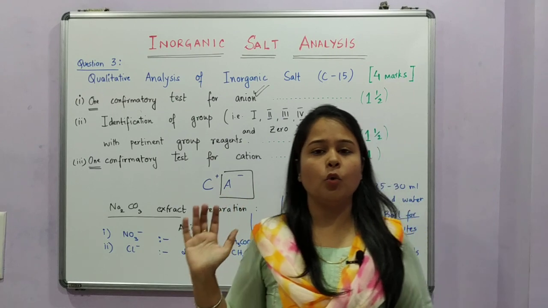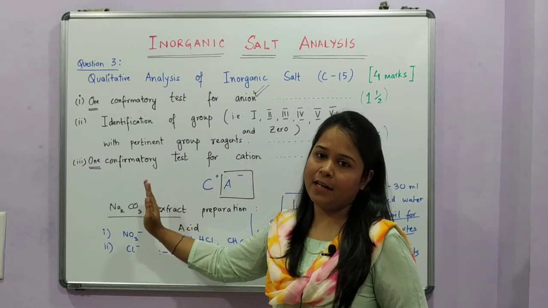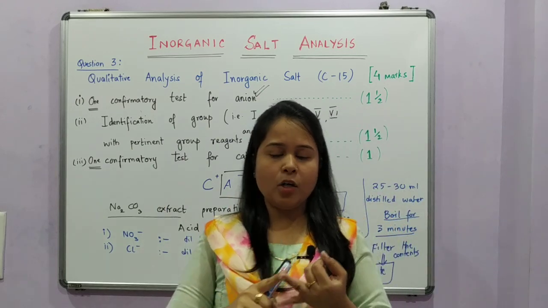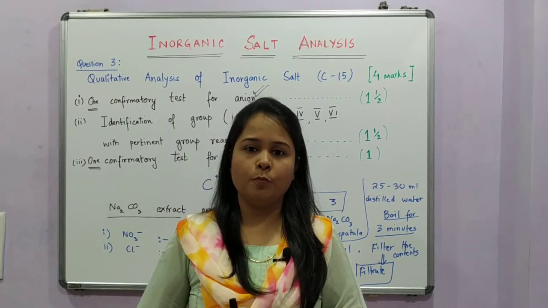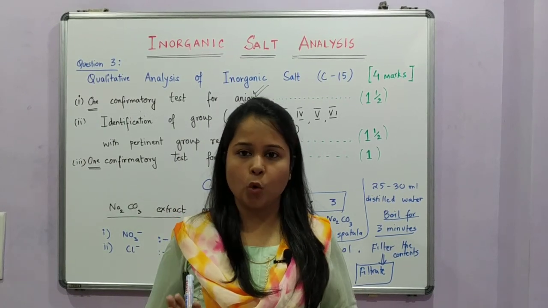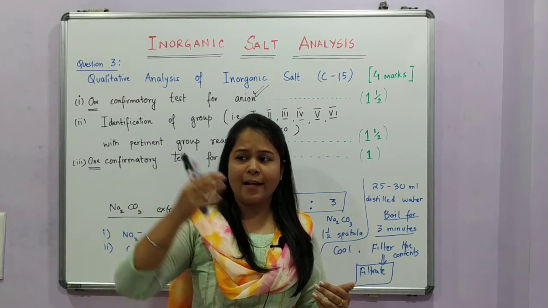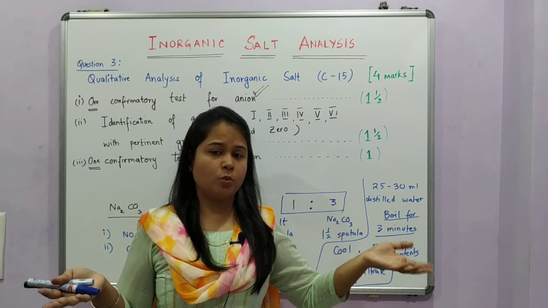Now you start the group analysis. The group analysis is for the cationic part of the salt. Now, the groups are 1, 2, 3, 4, 5, 6 and 0. Always start with group 0. You should never miss group 0, because you never know, you may start with group 1, go till group 6 and get nothing. What did you miss? Group 0, which was very easy.